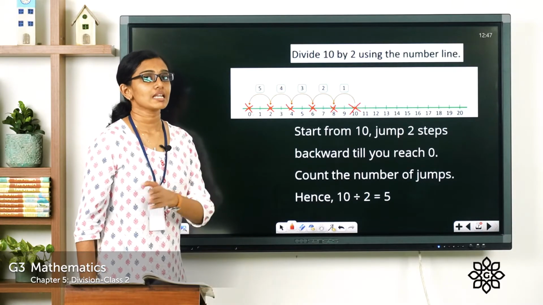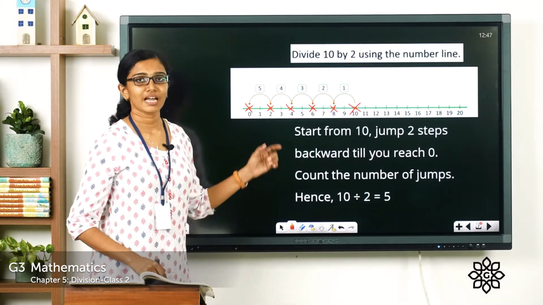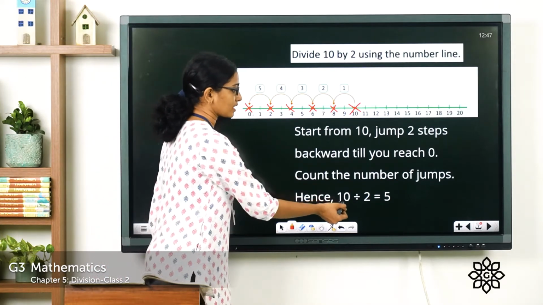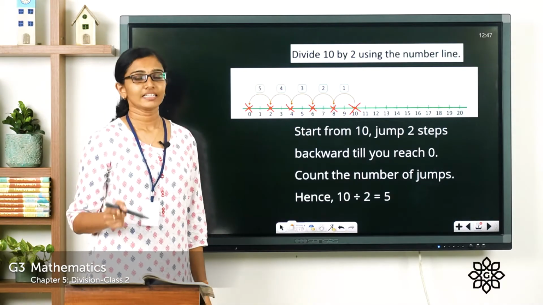Clear? So this number of jumps, that is the answer or the quotient for this division. So we can say 10 divided by 2 is equal to 5. Clear? Let's see that again.